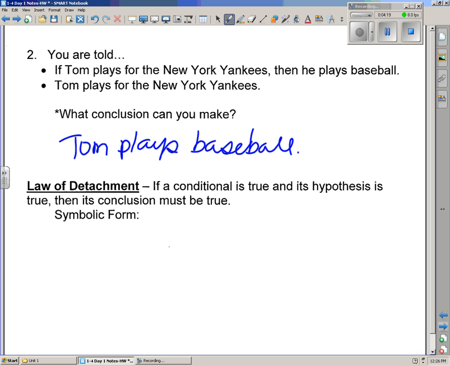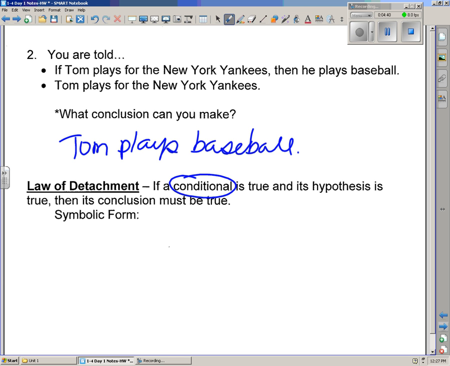This now is a conditional that you are given. So we're going to talk about the law of detachment. So when you're given a conditional, if-then, if a conditional is true and its hypothesis is true, then its conclusion must also be true. Law of detachment should make sense when I show you some symbols.